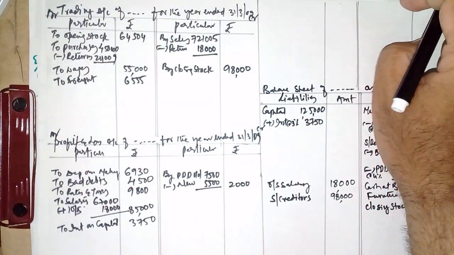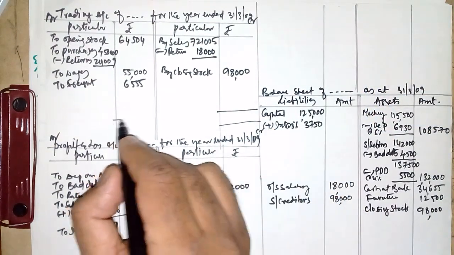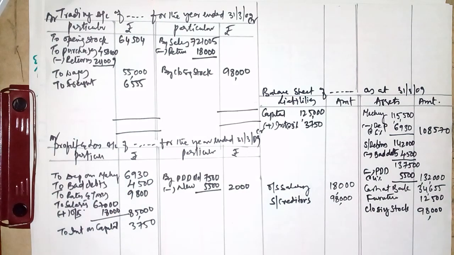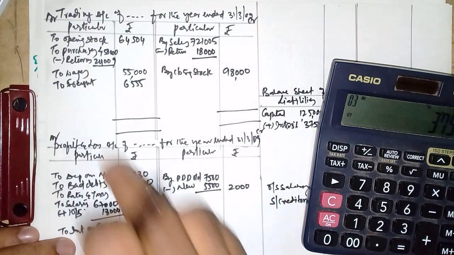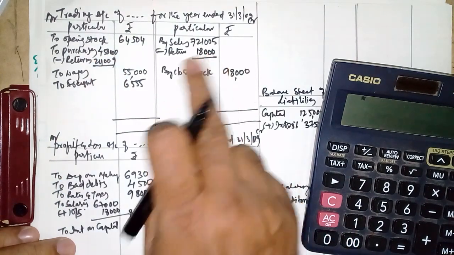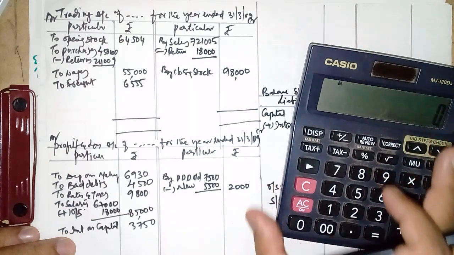Now closing. First close which account? Trading account, right? We must close the trading account first and find out the balance. What is the procedure of closing? First we need to find out whichever side is more. Both sides we need to write the same value. But prior to that, we did not do the treatment of purchases and sales. So do it here. What is the value of purchases?